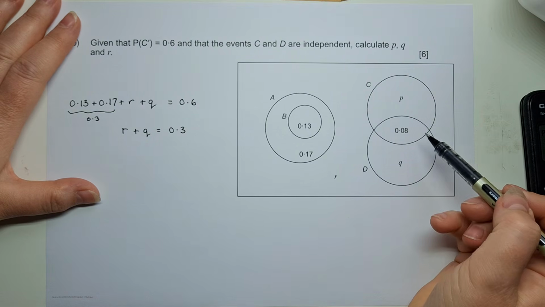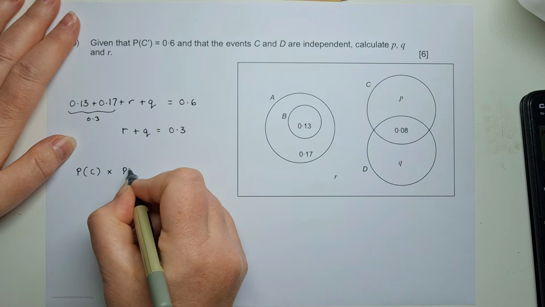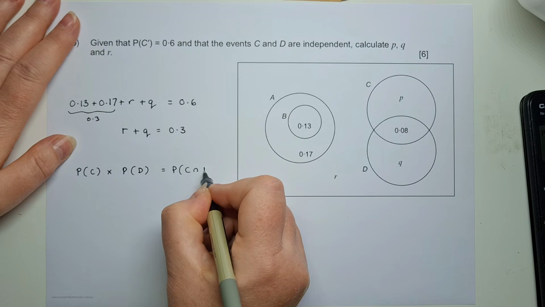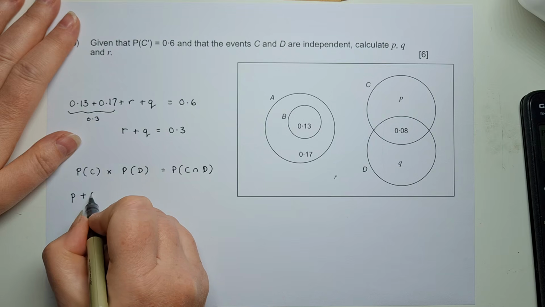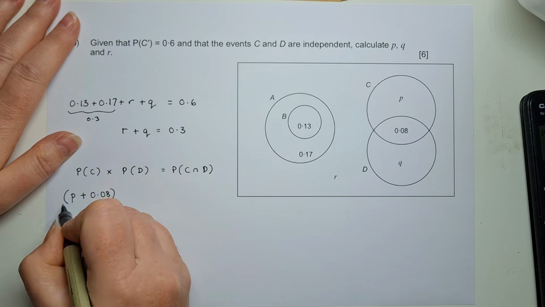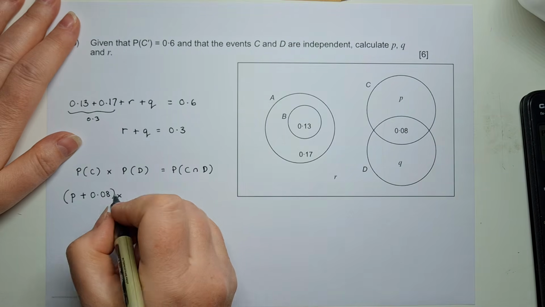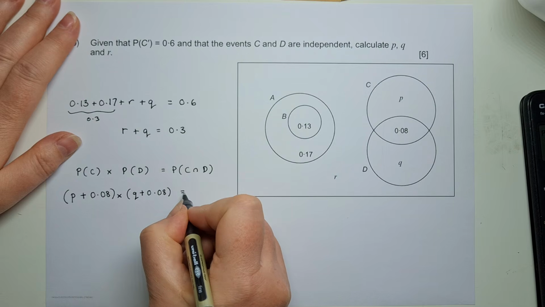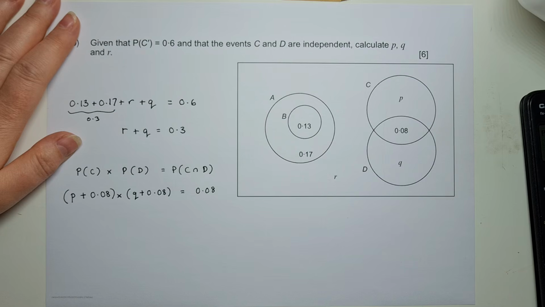The other thing is that C and D are independent. And if they're independent, you can multiply the individual probabilities together to get the intersection. So in this case, the probability of C is P plus 0.08. Multiply that by the probability of D, which is Q plus 0.08, and that will give you 0.08. Okay, now that's quite a tricky equation to sort out, isn't it?